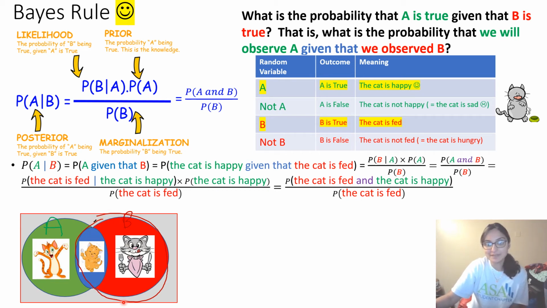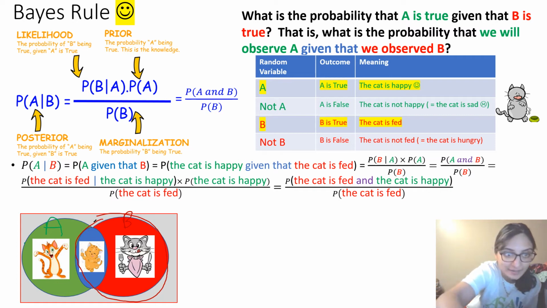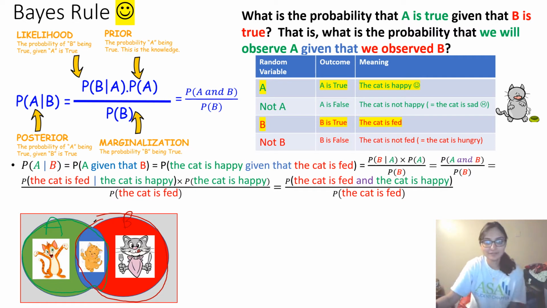So we're focused on B being true here, on the cat being fed, and we want to find the probability that the cat is happy. That's where we intersect this with A. Sorry, my drawing is off. But the way that A can be true, if B is true, is this part here where the cat is happy and fed. And then we just divide by the probability that the cat is fed. So that's all that we're doing here. So we can look at the probability that the cat is fed, given that the cat is happy.